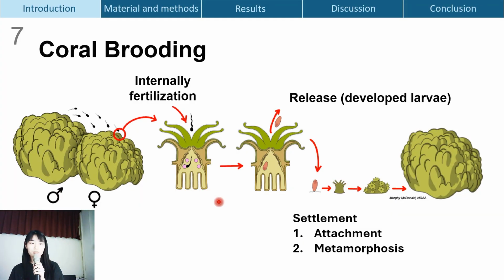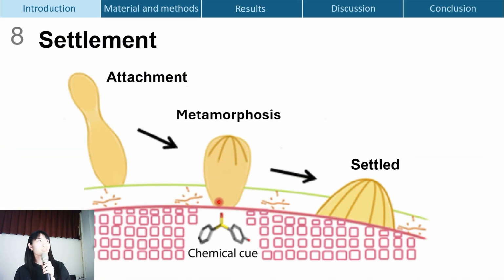Brooding's main difference from spawning is that the fertilization happens inside their body. It's called internal fertilization. When they release their larvae, which are their developed children, the larvae will settle, including attachment to the surface, and go through metamorphosis, and then become a mature coral. And our main focus is settlement. The larvae will first attach and then undergo metamorphosis to complete their settlement.